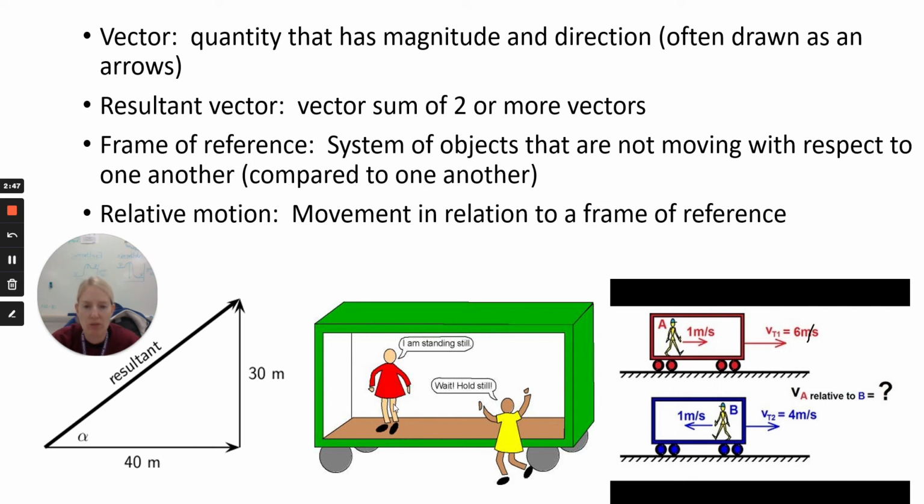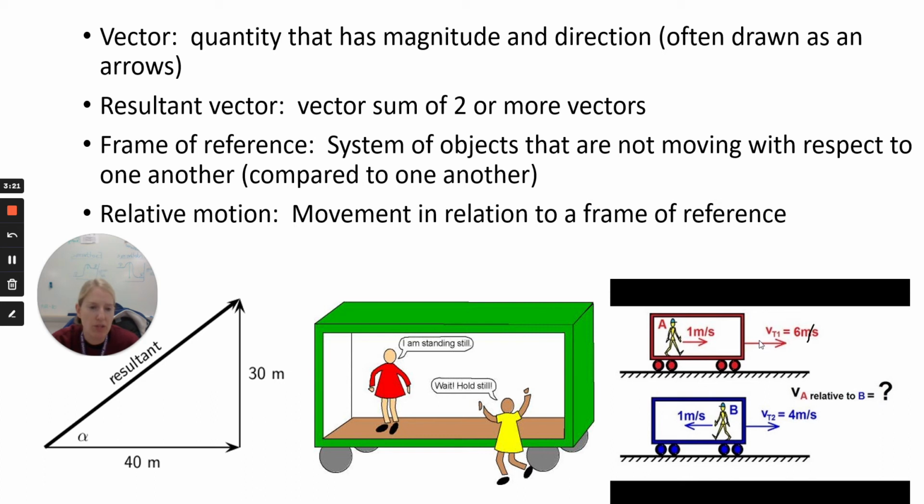In our first picture, we've got two people. The person on the ground is saying, wait, hold still. And the person on the box car, which we can assume is moving, is saying, I am standing still, because they are still compared to the train car, but they are not still compared to the ground or the person who is on the ground. So it's all about what you're comparing your motion to.